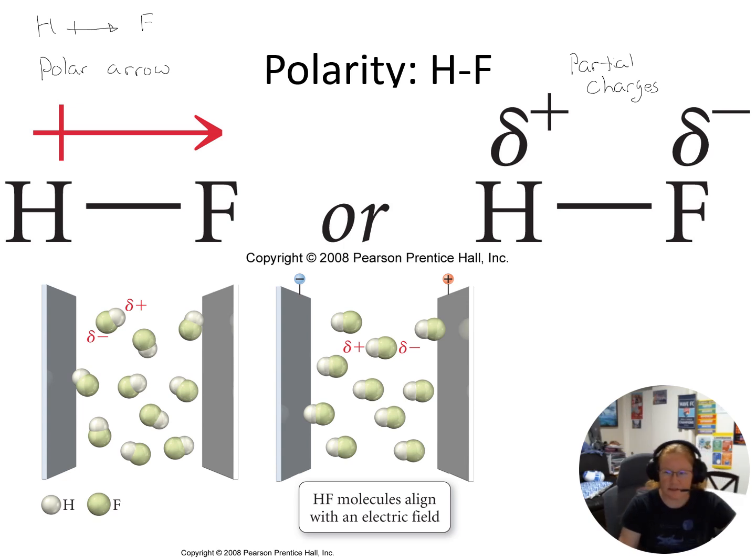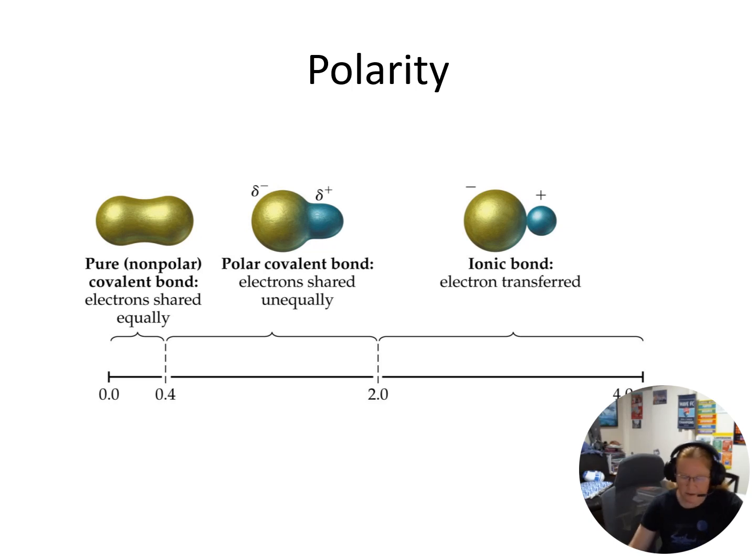Because the bond is polar, if I put them in an electric field and turn that electric field on, they'll align with the electric field. The partial positive end will be attracted to the negative part of the field. The partial negative end will be attracted to the positive end. So when I look at polarity, this is where we can go between our different bond types.